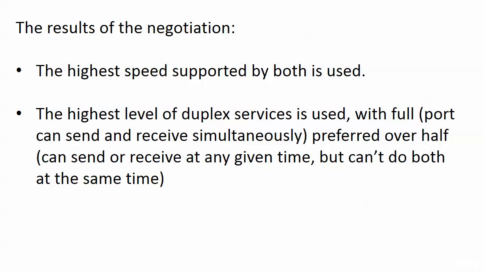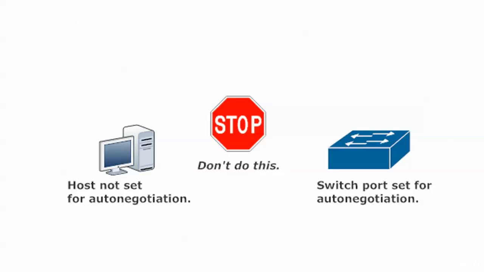Now, when it comes to the duplex service, full is always going to be preferred over half. Full duplex means ports can send and receive simultaneously, and they also avoid that CSMA/CD process we talked about in an earlier video. Half duplex is where a port can send or receive at any given time, but it can't do each simultaneously, and it's going to have to go through CSMA/CD. So that obviously is why we prefer full over half.